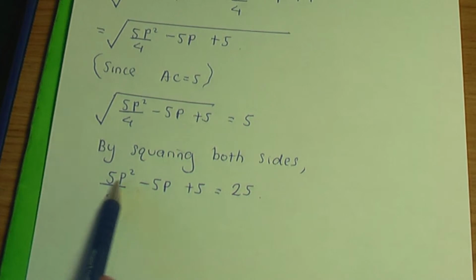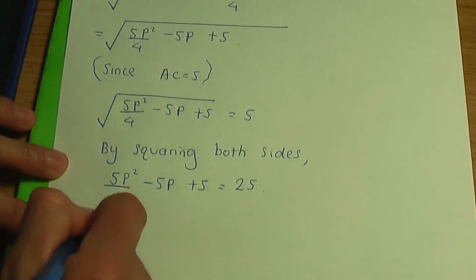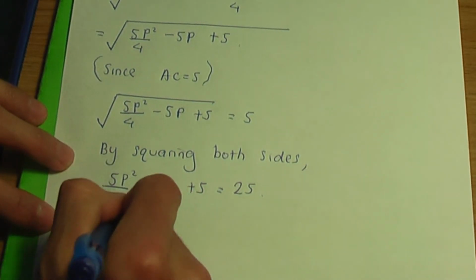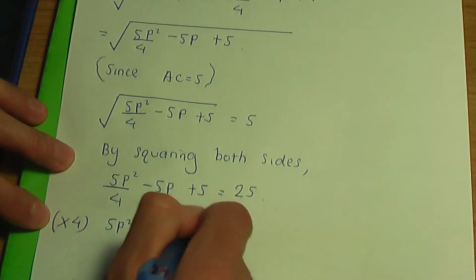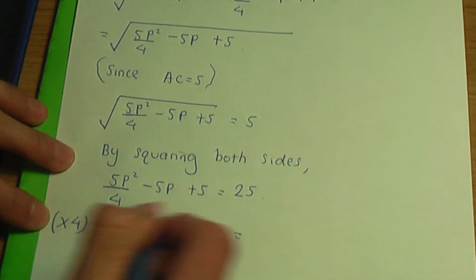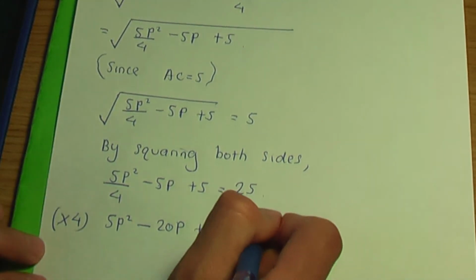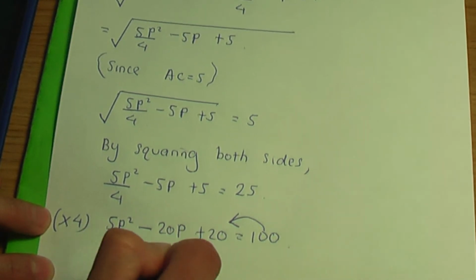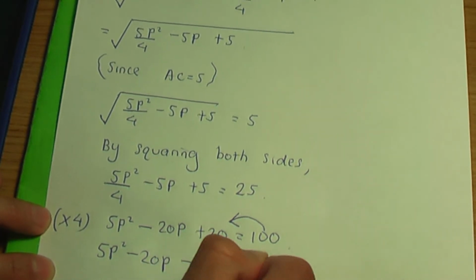Now, I don't like this 4. I don't like fractions. Let me get rid of this 4. So to get rid of this 4, let's multiply throughout by 4. If I multiply every term by 4, we're going to have 5p squared, minus 5p times 4 is 20p, 5 times 4 is 20. That is equal to 25 times 4, 100. And let's form a quadratic. If I bring this 100 to the left hand side, we're going to end up with 5p squared minus 20p, 20 minus 100 is minus 80, and that is equal to 0.